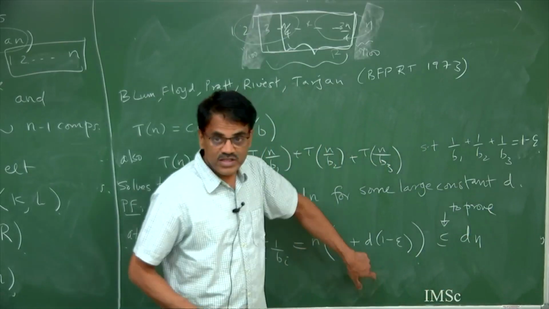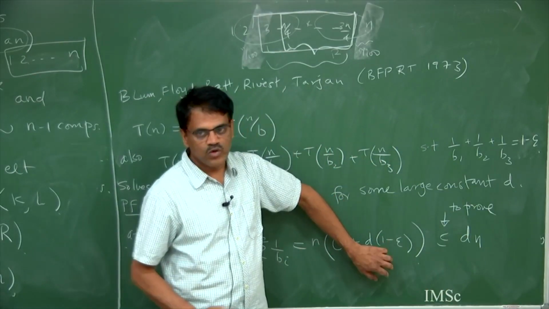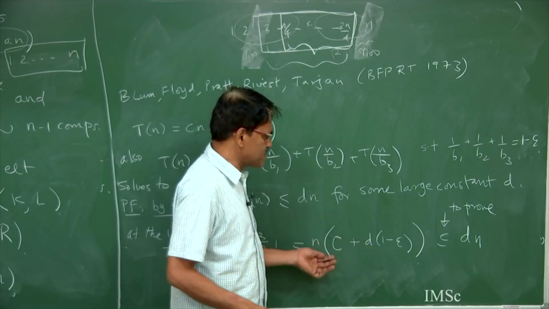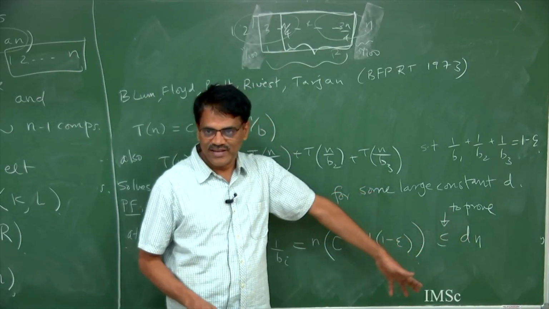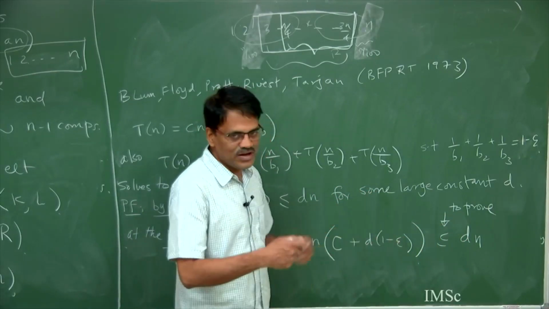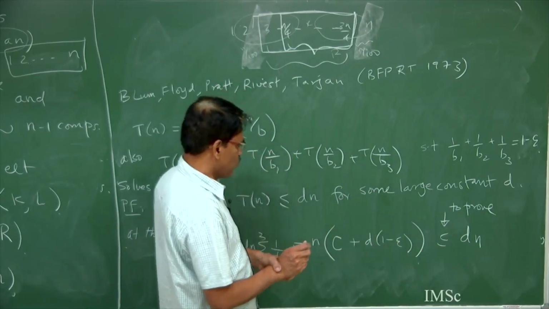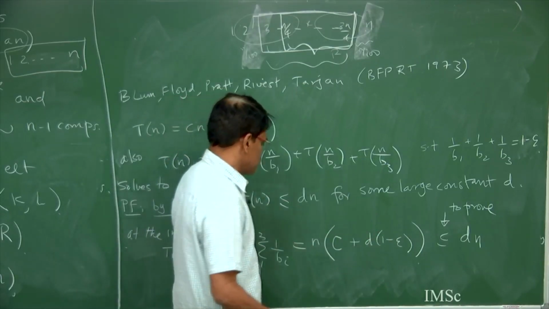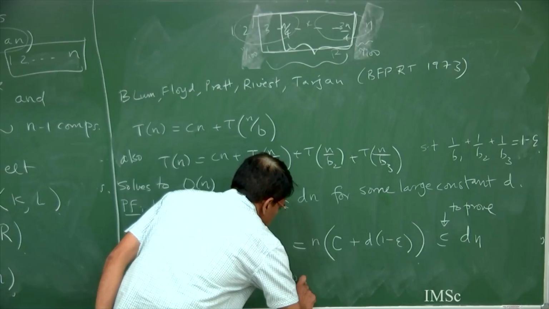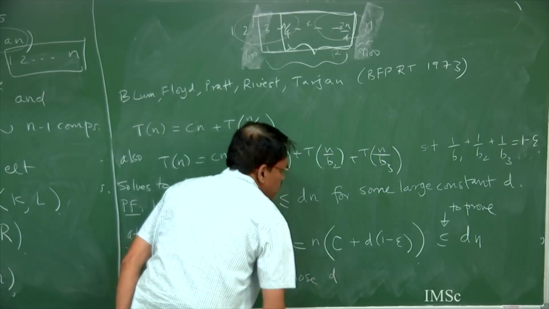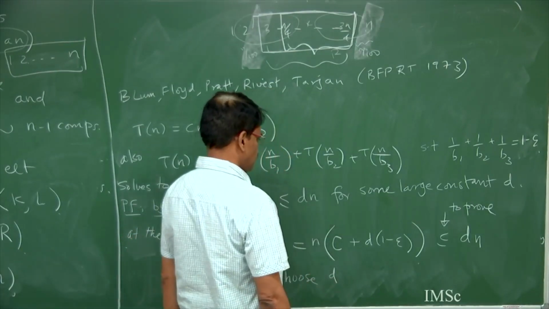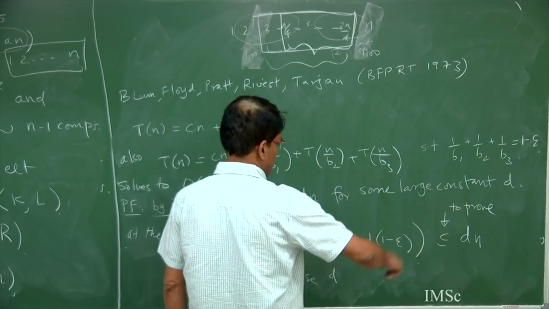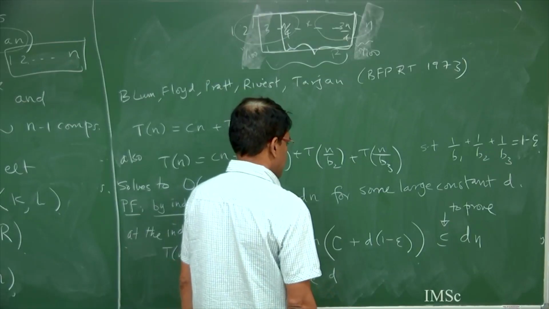Note that it's very important that it's 1 minus epsilon. If it's equal to 1, then I'm sunk because this number is increasing. I can't make d plus something less than or equal to d. But this is 1 minus epsilon, that epsilon gives me a handle. So, what value should I choose for d so that this inequality is true? So, choose d to be, so if I bring that 1 minus epsilon there, it will be d epsilon.